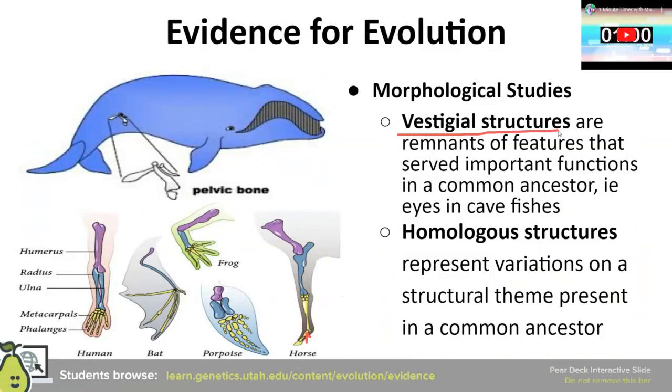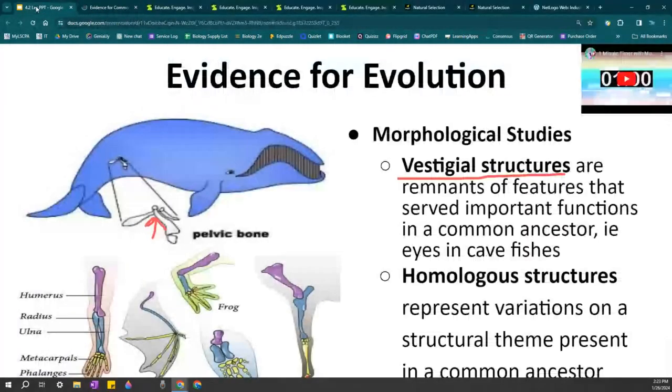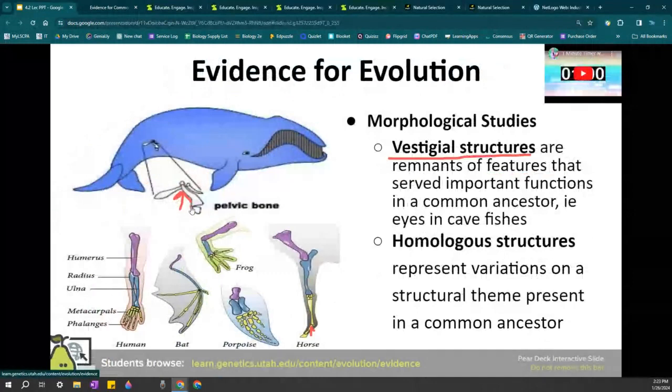When I'm looking for a vestigial structure, I'm looking for something that's still there, but might not be there in 50, 100 generations. Whales and other ocean mammals do not have hind legs, but they still have a pelvic bone. Eventually that pelvic bone may disappear, but it's still there now as a vestigial structure.